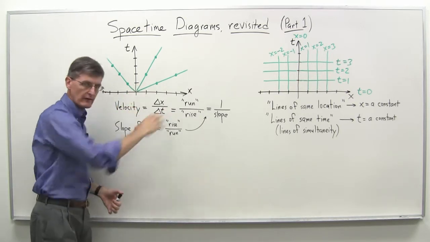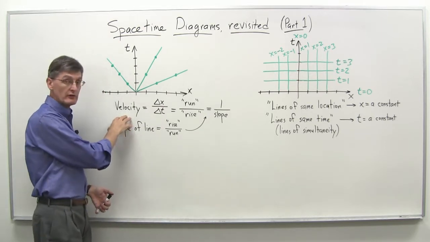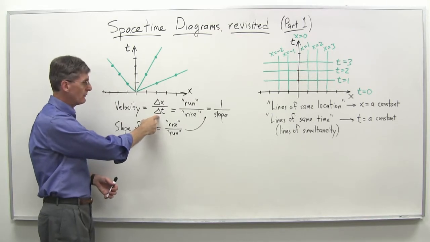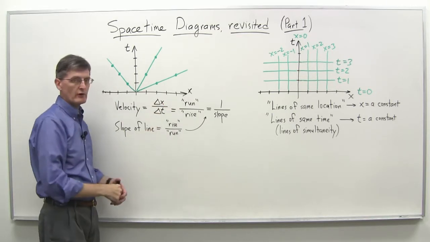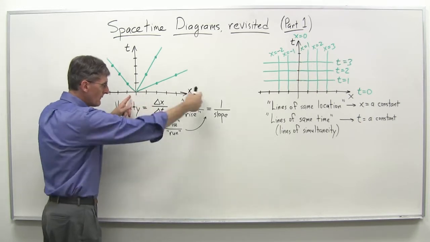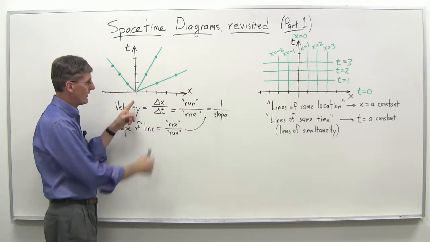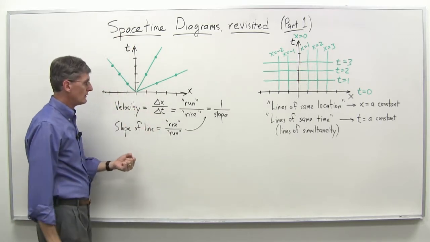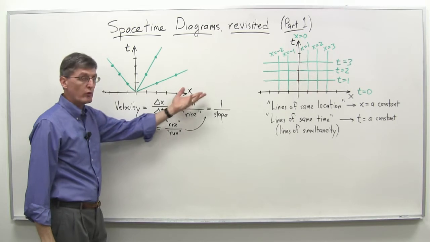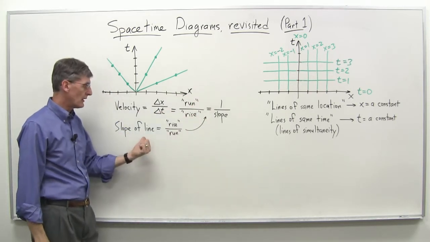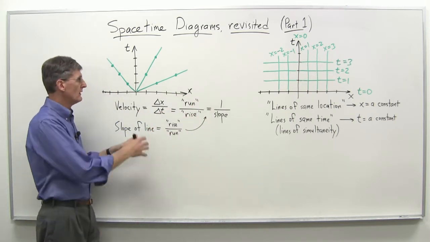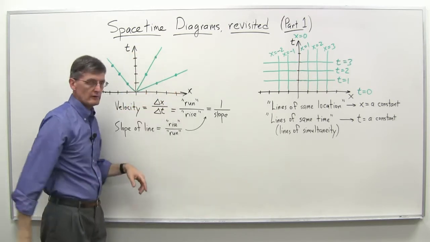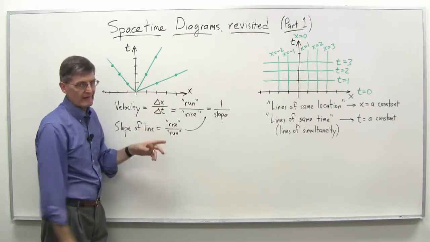In fact, as you've already probably read here, I've got a reminder that velocity is the change in distance, the displacement, divided by the elapsed time, delta x over delta t, or we also call it the run over the rise. The run is the elapsed distance covered in the x direction. The rise is how far up on our diagram you go in time. And that also is 1 over the slope, because remember, the slope of a line, by definition, is the rise over the run.